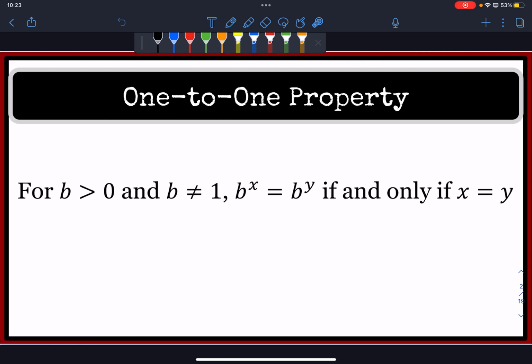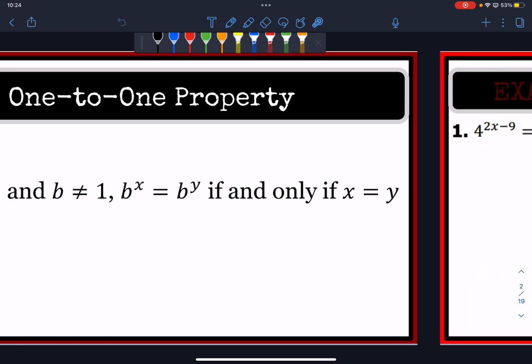The one-to-one property states that for any base b greater than 0, not equal to 1, b to the x equals b to the y if and only if x and y are equal to each other, meaning that the exponents have to be equal to each other, and that's how we end up solving these equations using this one-to-one property.